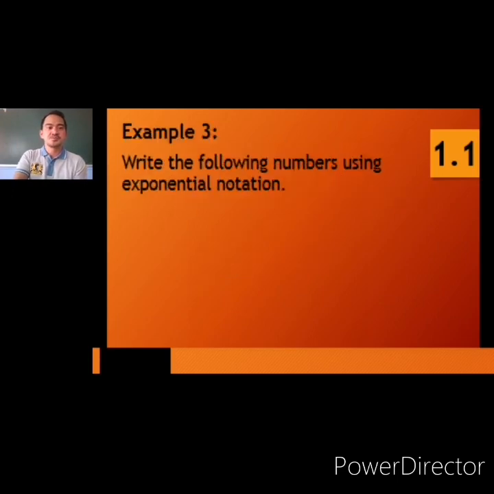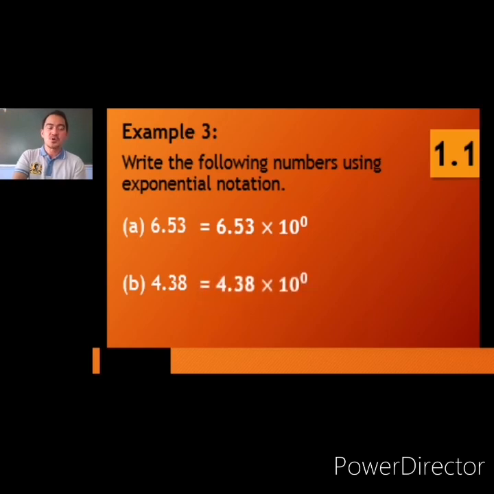Let's continue. Example number 3. Write the following numbers using exponential notation. 6.53 is equivalent to 6.53 times 10 raised to 0. Letter B, 4.38 is equivalent to 4.38 times 10 raised to 0.